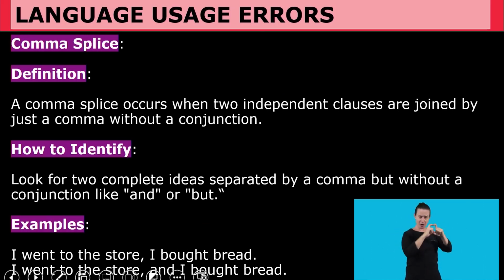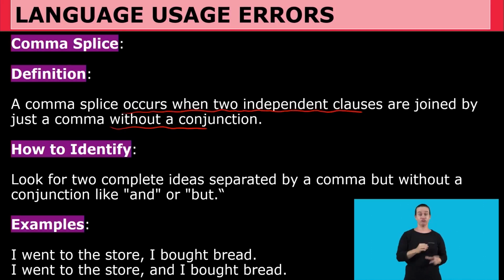Comma splice. A comma splice occurs when two independent clauses are joined by a comma without a conjunction. Look for two complete ideas separated by a comma but without a conjunction like and or but. For example, I went to the store, comma, I bought bread. I went to the store, comma, and I bought bread.